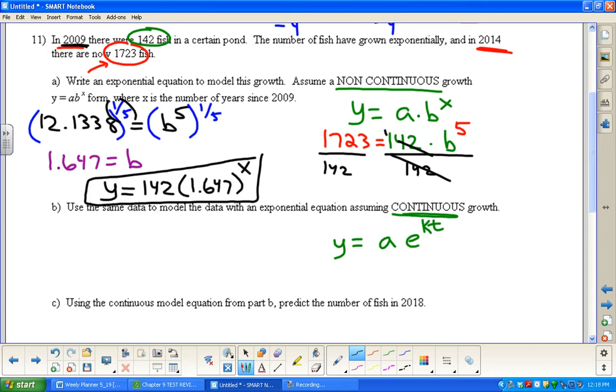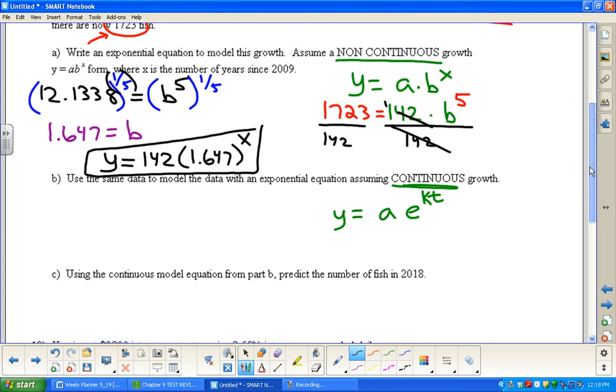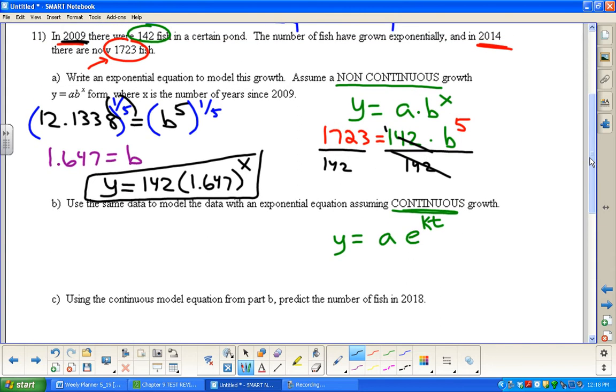Okay, part B, what if we assume it's continuous, so it's not just going to jump from one number to the next at the end of the year, it's going to gradually go through, which is more likely and more realistic. So let's do it that way. It's the same basic setup, except we need to find this k value here. We're going to use e as the base. Anything continuous has a base of e. But the rest of the problem is pretty similar. Let's plug the numbers in.